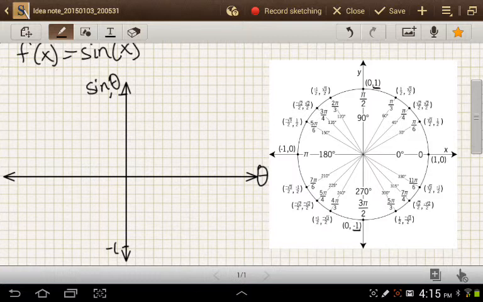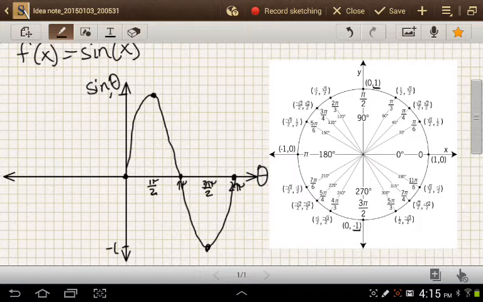And now I'm going to choose the corner points to graph because they're the easiest ones, the whole numbers. So at 0, sine is 0, at pi over 2, sine becomes 1. At pi it becomes 0 again. At 3 pi over 2 it becomes -1. And at 2 pi it becomes 0. So this is our sine function.